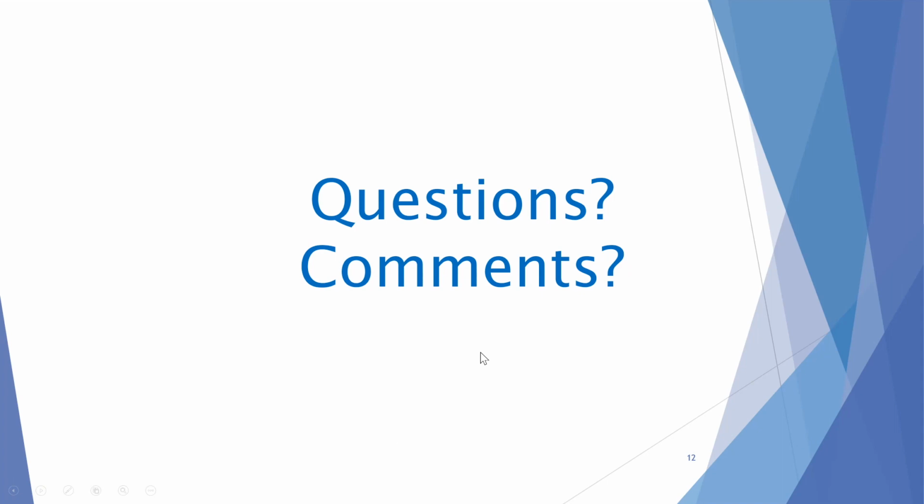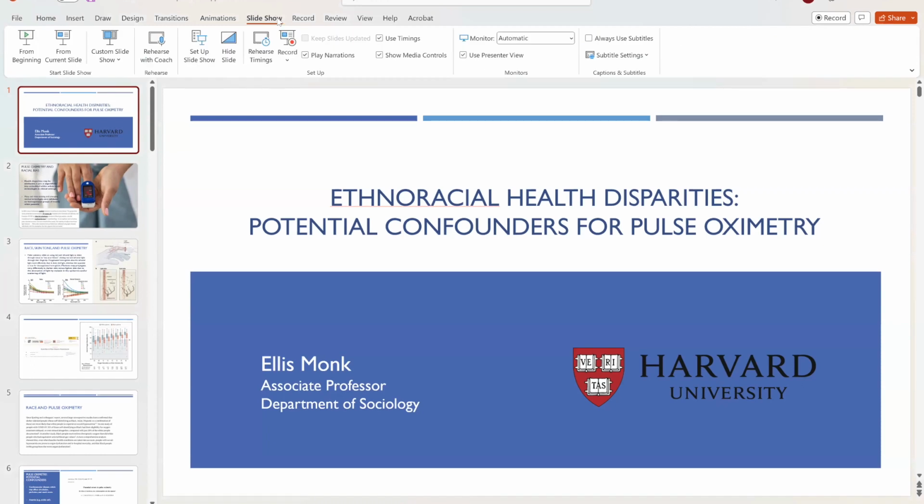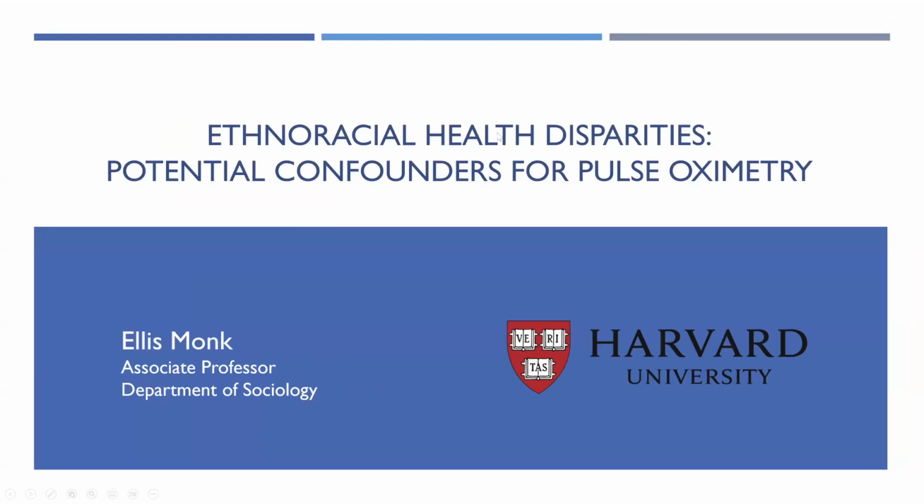Ellis is an associate professor of sociology at Harvard University. He earned his PhD in sociology from the University of California, Berkeley, and a BA in sociology from the University of Michigan, Ann Arbor. He had previously taught at the University of Chicago, as well as Princeton University. He is a 2022 recipient of an NIH Director's New Innovator Award, which supports his research on race, skin tone, and pulse oximetry. Ellis?